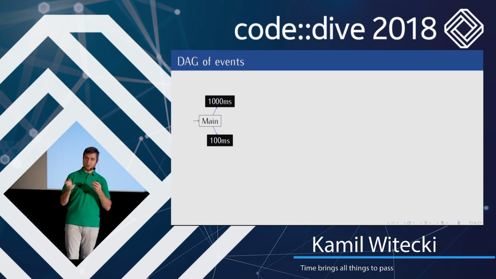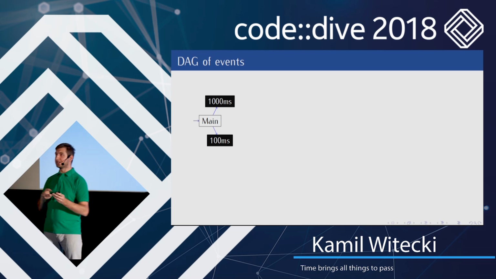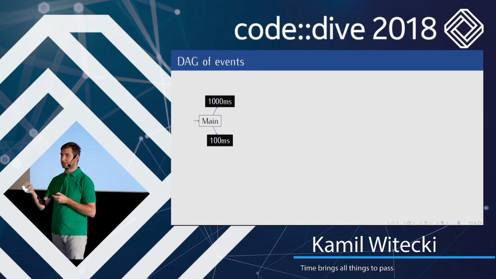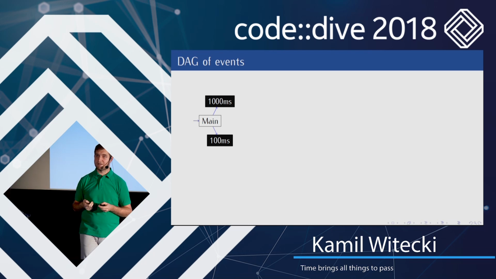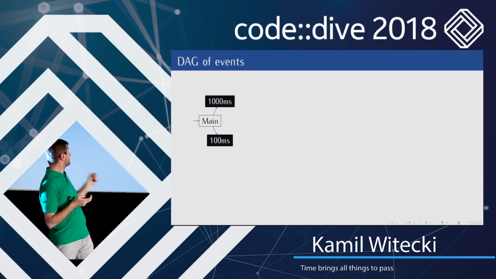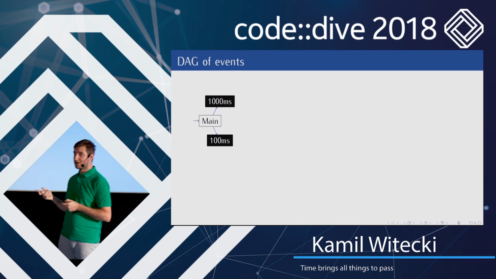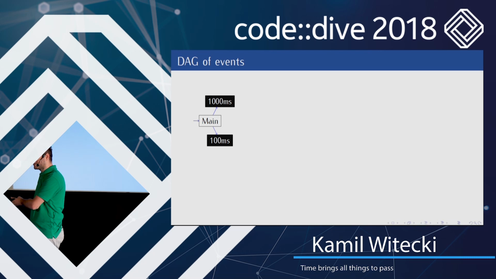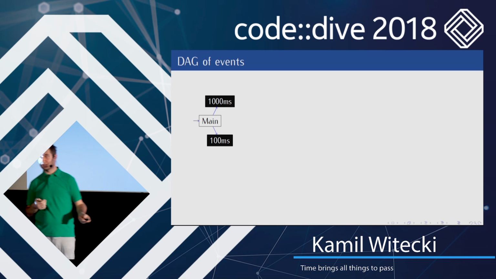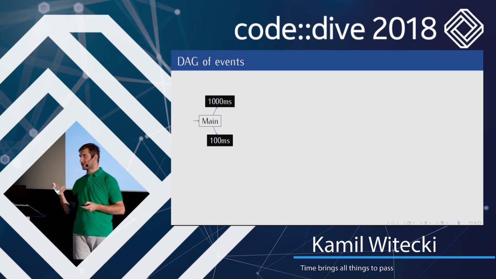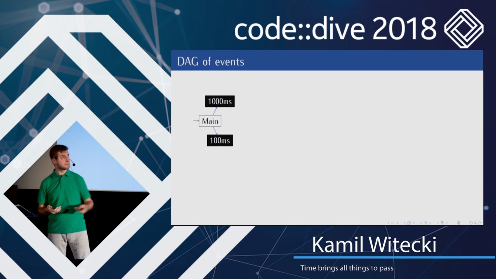So let's look at that example from a slightly different perspective. We'll now look at it not as an event queue and event loop. We'll see it as an acyclic graph of events. So we have here the main event that is scheduling two timers. One to expire after 100 milliseconds and one to expire after a second. The black ones are timeouts, the white ones are events to be executed. The gray ones are the ones that are actually changing the state of the application.